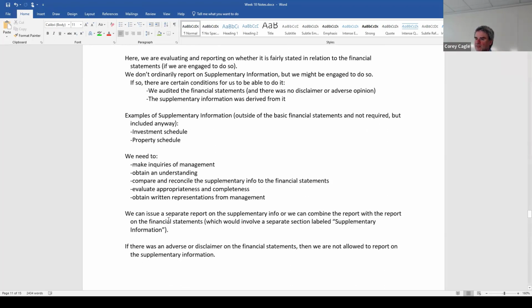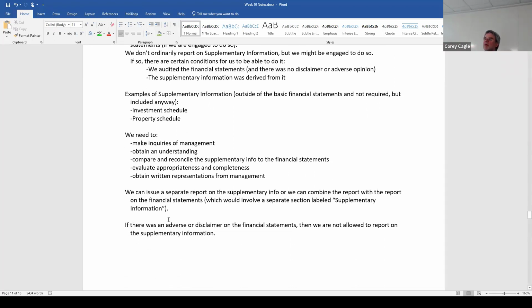And as far as the report goes, we could do a separate report or combine it into the regular report and have a little set heading for supplementary information. And again, adverse or disclaimer, we're not allowed to report on supplementary information. So you'll find that to be true for a lot of things. Adverse opinion, disclaimer of opinion. You don't want anything to get in the way of what you've got going there, right? And again, why do people care if supplementary information is consistent with an adversely presented set of financial statements anyway, right? They don't.